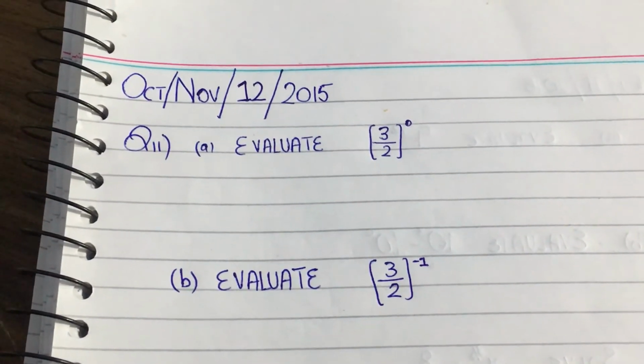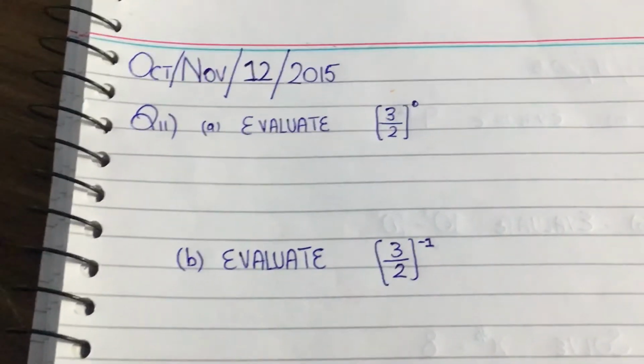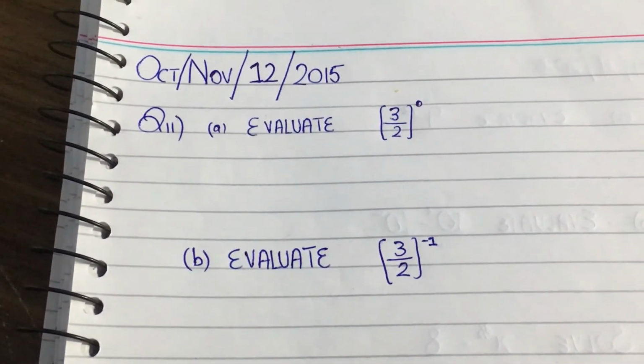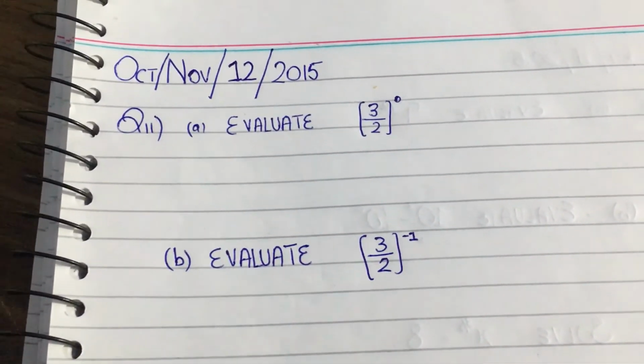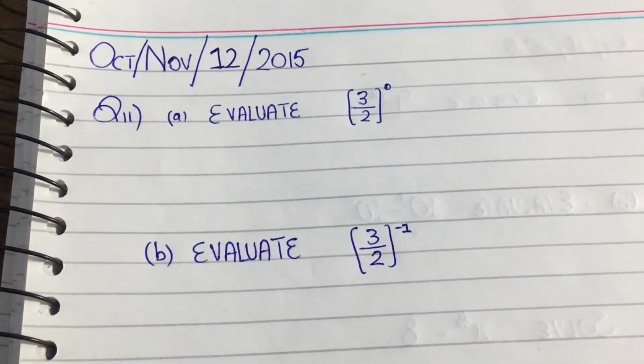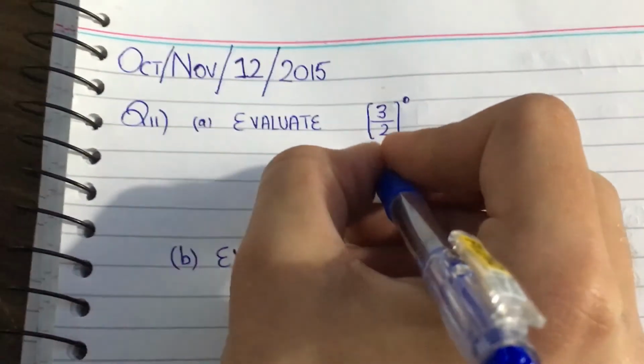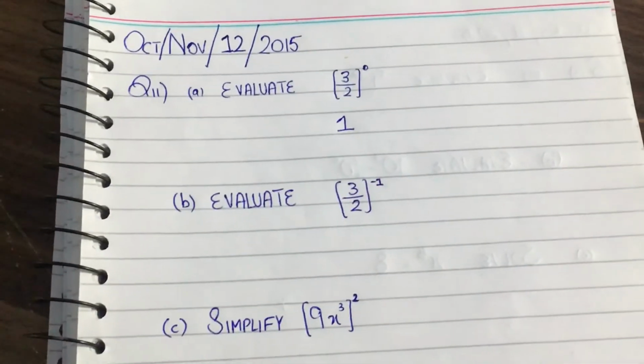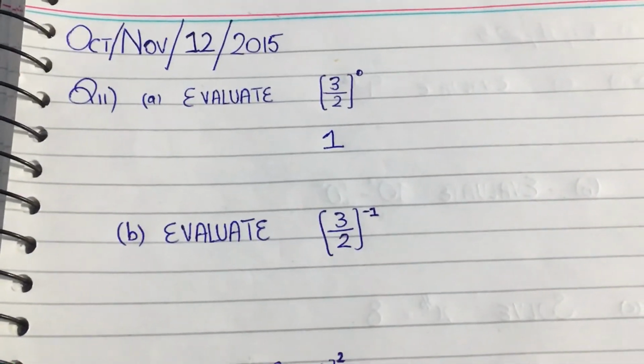Our next question is from October, November 2015, paper 1, variant 2. Question number 11, part A says evaluate (3/2) whole power 0. This is automatically 1 because anything power 0 is 1, as we learned in the 0 rule. So that's the answer to part A.